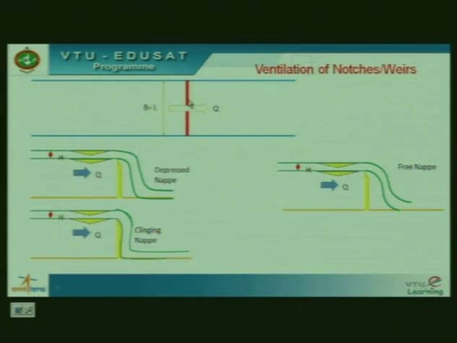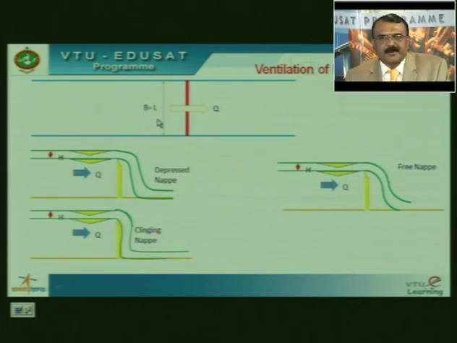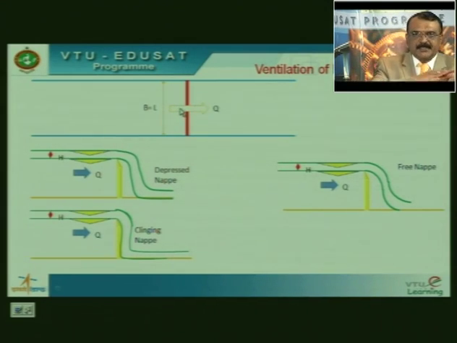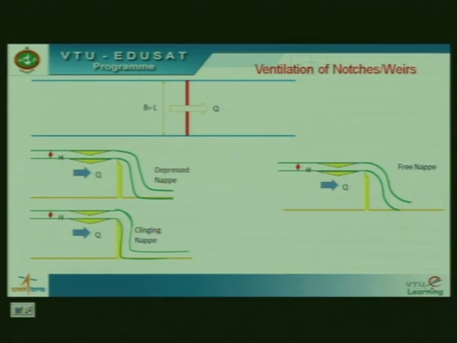In order to explain this concept, look at this. This is a channel, this is one bank, this is another bank. In between these two banks, I have provided a weir or a notch. I have mentioned here that B is equal to L: the length of the notch is equal to the width of the channel. So, according to our definition, this is a suppressed notch. There are no end contractions. Water comes and slides smoothly over the notch or weir.